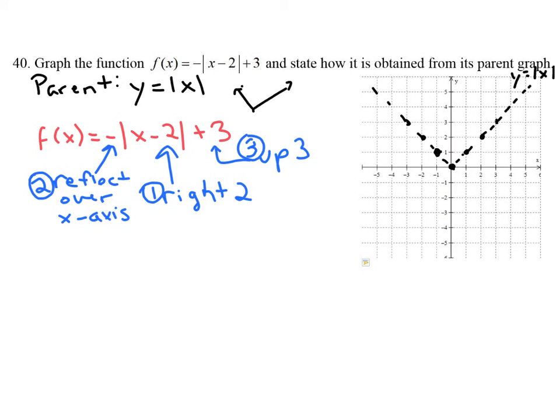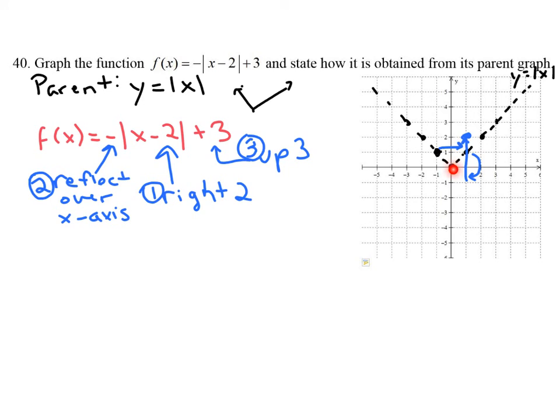So again, sketching what I've done so far, I've taken this point, shifted it right 2, reflected it over the x-axis, reflect it vertically across the x-axis, and then shift it up 3 from there. Let me draw a few arrows to show. So we moved it right 2, reflected it, and then from there went up 1, 2, 3 units to land here. Oh, that's a lot of arrows there.